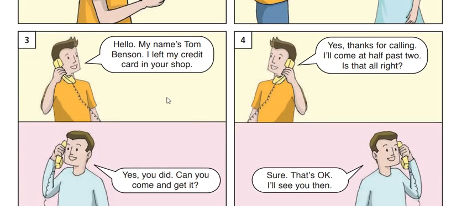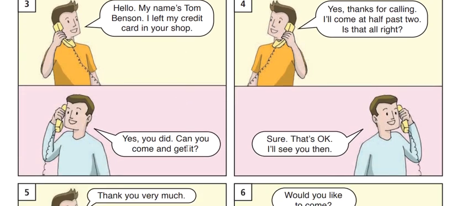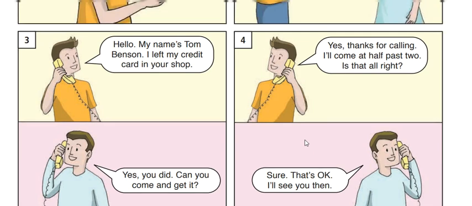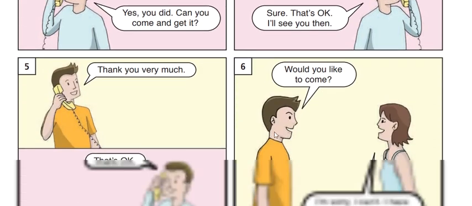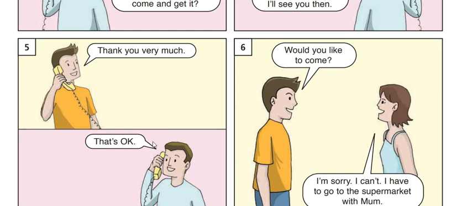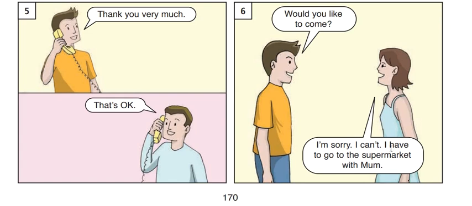Hello? My name's Tom Benson. I left my card in your shop. Yes, you did. You can come and get it. Yeah, thanks for calling. I will come at 2:30. Is that all right? Sure, that's okay. I will see you then. Picture 5. Thank you very much. That's okay. Picture 6. Would you like to come? I'm sorry. I can't. I have to go to the supermarket with mom.